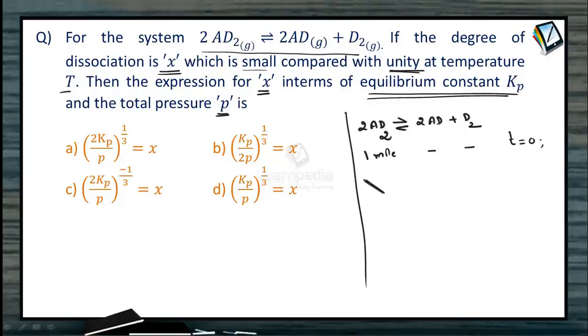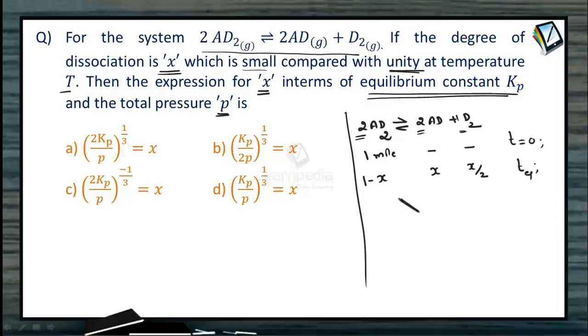Therefore, we can write 1 minus X. That is, out of 1 mole, X moles dissociated. And from the stoichiometric form, every 2 moles of this AD2 will give 2 moles of this. So X moles being dissociated, X moles of AD we get. And here 2 moles of AD2 is giving only 1 mole of D2. Therefore, X moles will give half of it, X by 2. So these are equilibrium moles at time of T equilibrium.